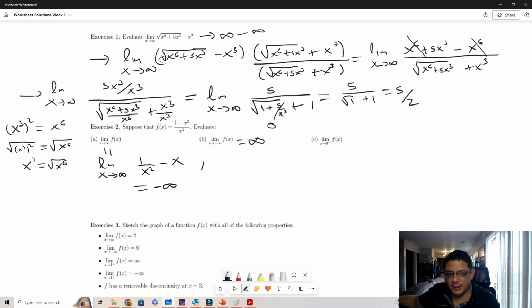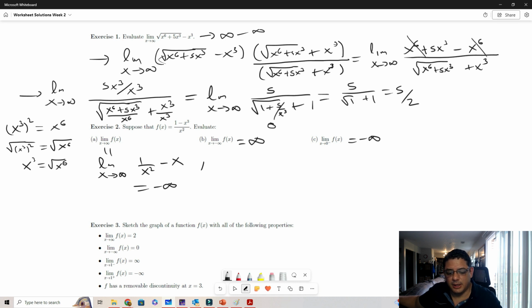And now, if I'm going to 0 by the left side, notice that I'm taking positive, negative numbers, but that doesn't really matter too much. I can rewrite this expression. Notice that the top is going to be 1, but the bottom is approaching 0 by negative numbers. So that means that this is going to be minus infinity.